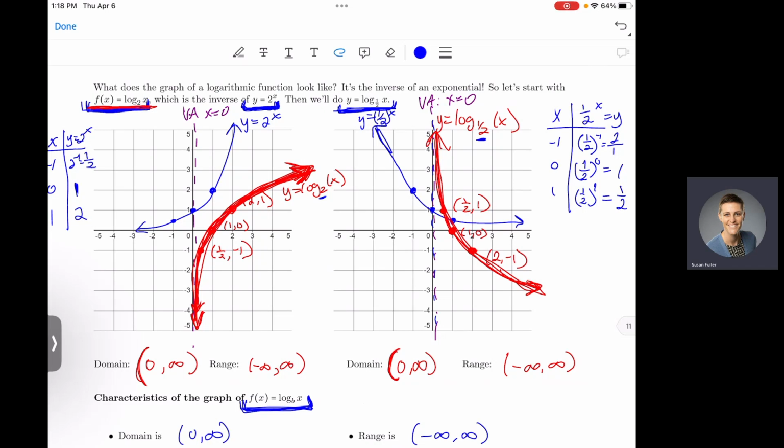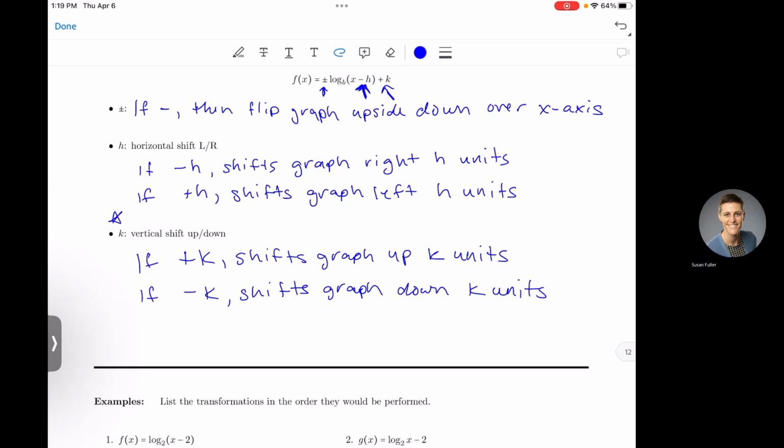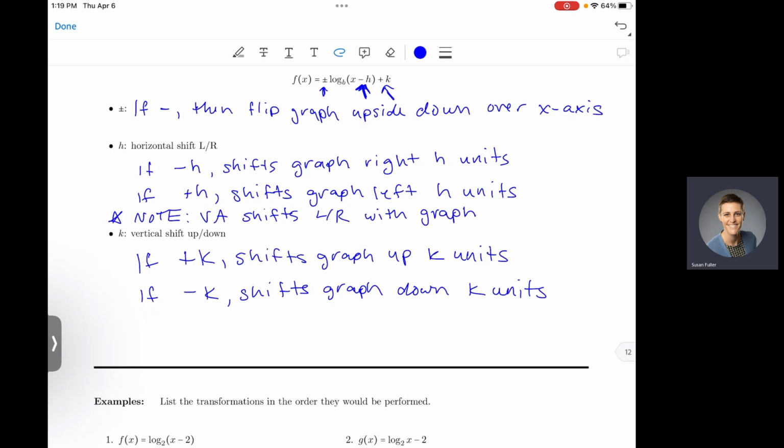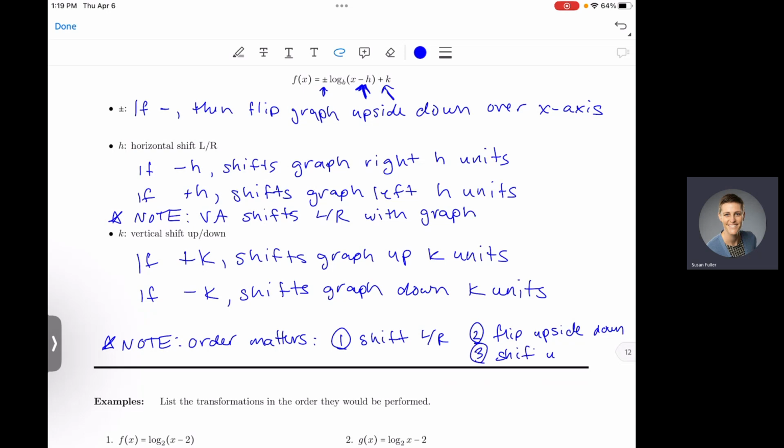What if you shift your graph left and right? Then your vertical asymptote would move with your graph. So I'm just going to make a note here that your vertical asymptote shifts left and right with your graph. So for instance, if you move your graph to the left by 3 units, then your vertical asymptote would move from x equals 0 to x equals -3. You would move it left 3 units. And again, we are going to note that order matters. When you are transforming graphs, the first thing that you're going to do is shift your graph to the left and right. Second thing that you're going to do is flip it upside down if you need to. And the very last thing that you're going to do is shift that thing vertically up and down.